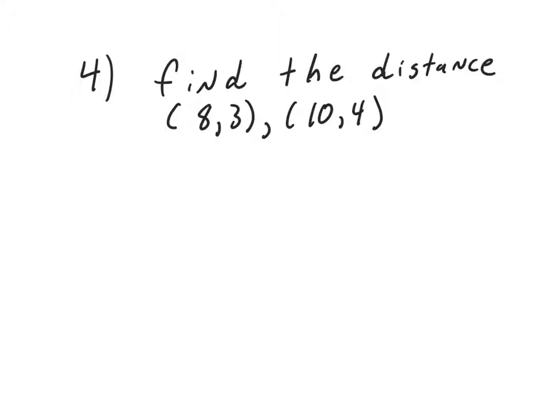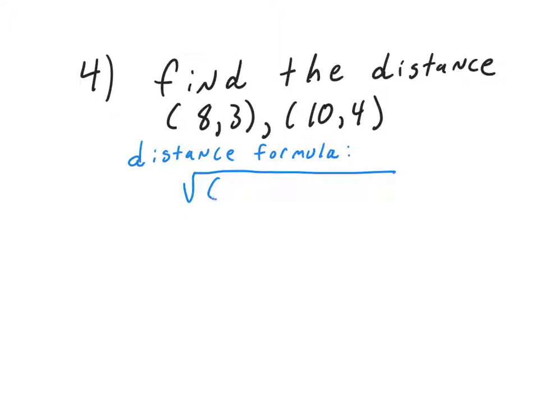On number 4, it's asking us to find the distance between these 2 points. And for this, we're going to want to use what's called the distance formula. It's called the distance formula. And this comes from the Pythagorean theorem. And it's just kind of altering it a little bit for use with the coordinate plane. And you end up with this for the formula. You have x2 minus x1 squared plus y2 minus y1 squared, and then you do the whole thing, you take the square root of it.